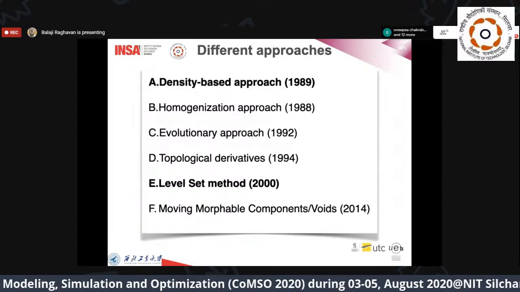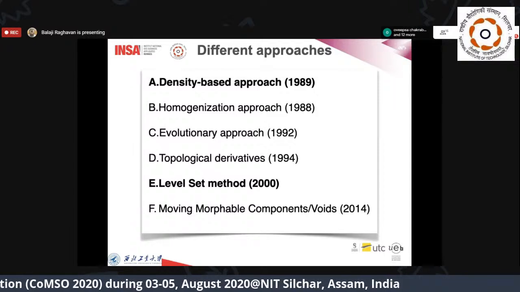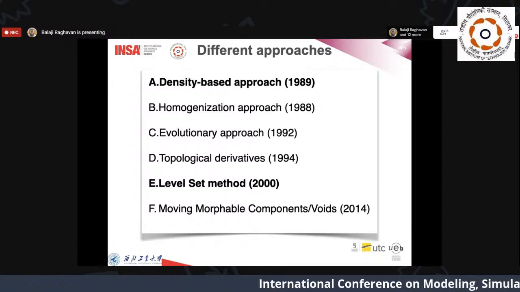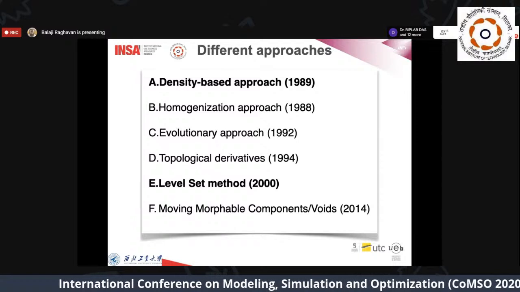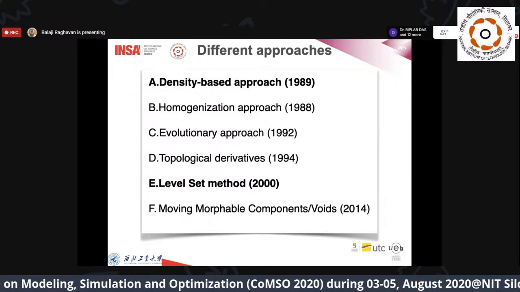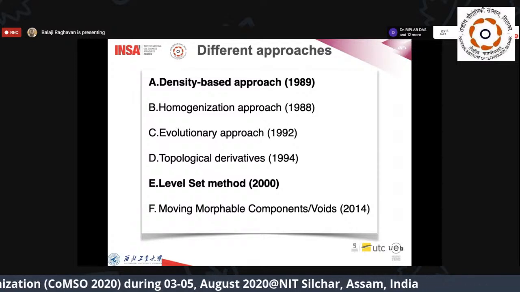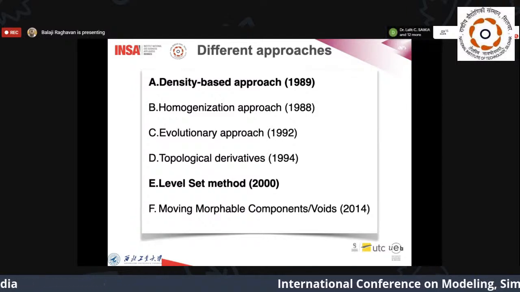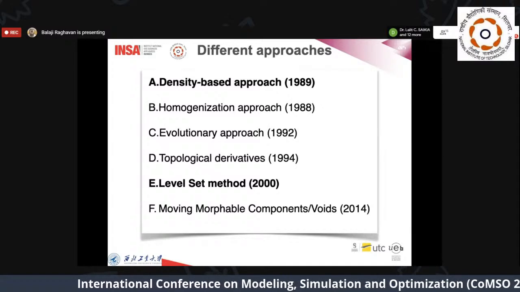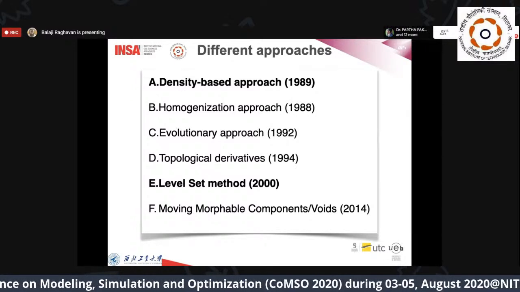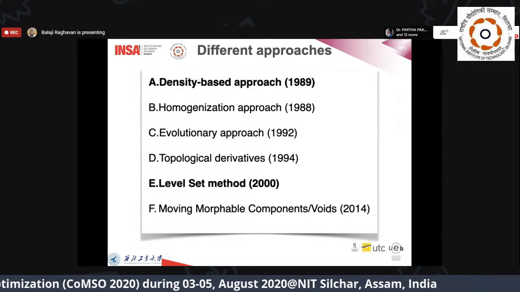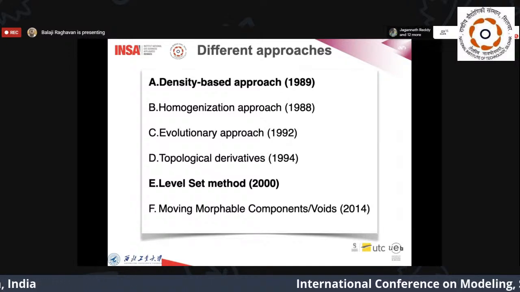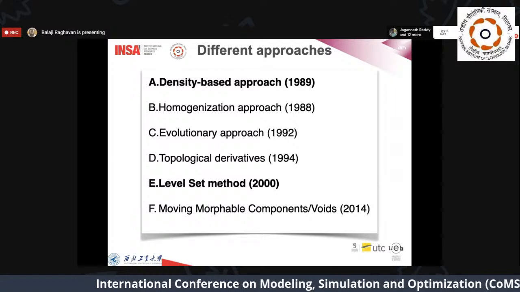Before that, there are a variety of approaches in topology optimization. Remember, it started back in 1989, actually 88. But back in 88, it was not known, as far as I'm concerned, as topology optimization. The density-based approach is the most popular, which is pretty much what most people work on today, and it's also the simplest in a way. The homogenization approach was actually worked on before by the progenitors of the subject. The evolutionary approach came about in 1992. Then you had some work on what we call topological derivatives. The level set method is gaining traction now, mostly because of French research groups.